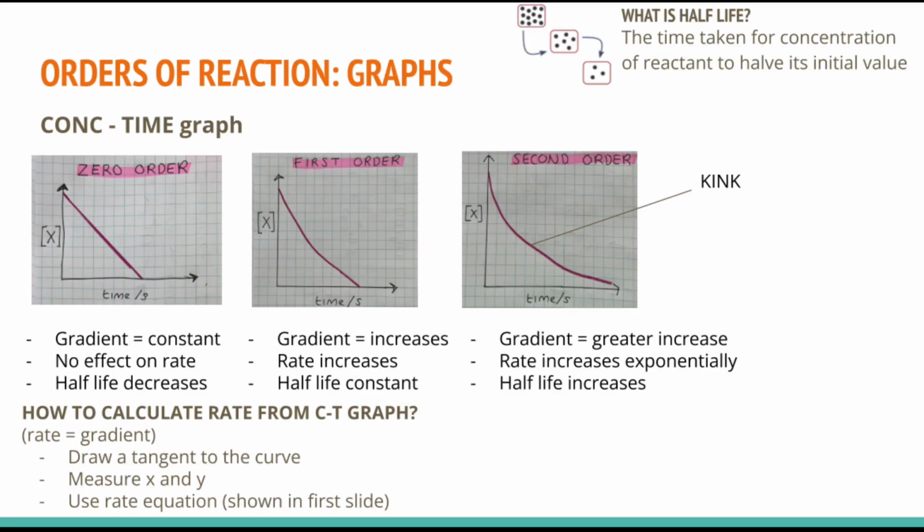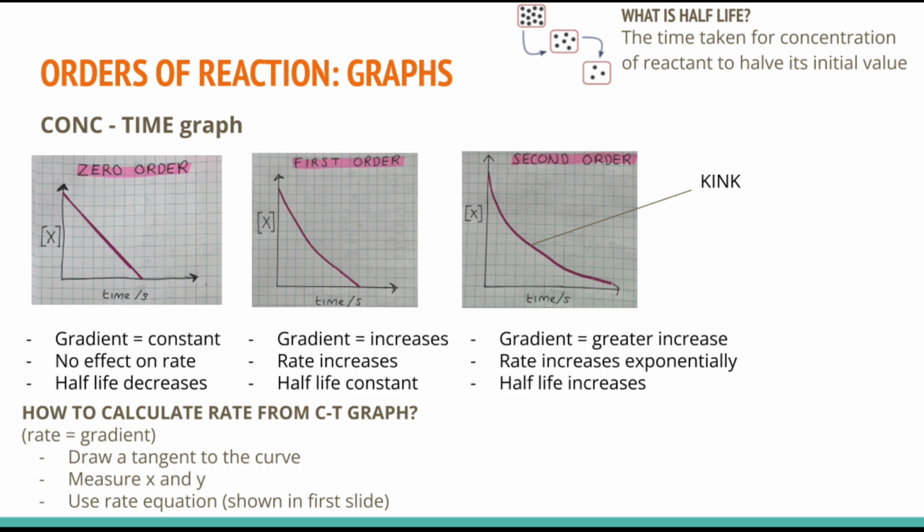And what are the graphs that are involved with orders? So the first graph you can have is the concentration against time graph. So the concentration is on the y-axis and the time in seconds is on the x-axis. So let's go through them together. For the zero order, you can see that the gradient is constant. This means that there's no effect on the rate here and the half-life decreases. I'll explain what half-life is in a second, but let's go through the others.